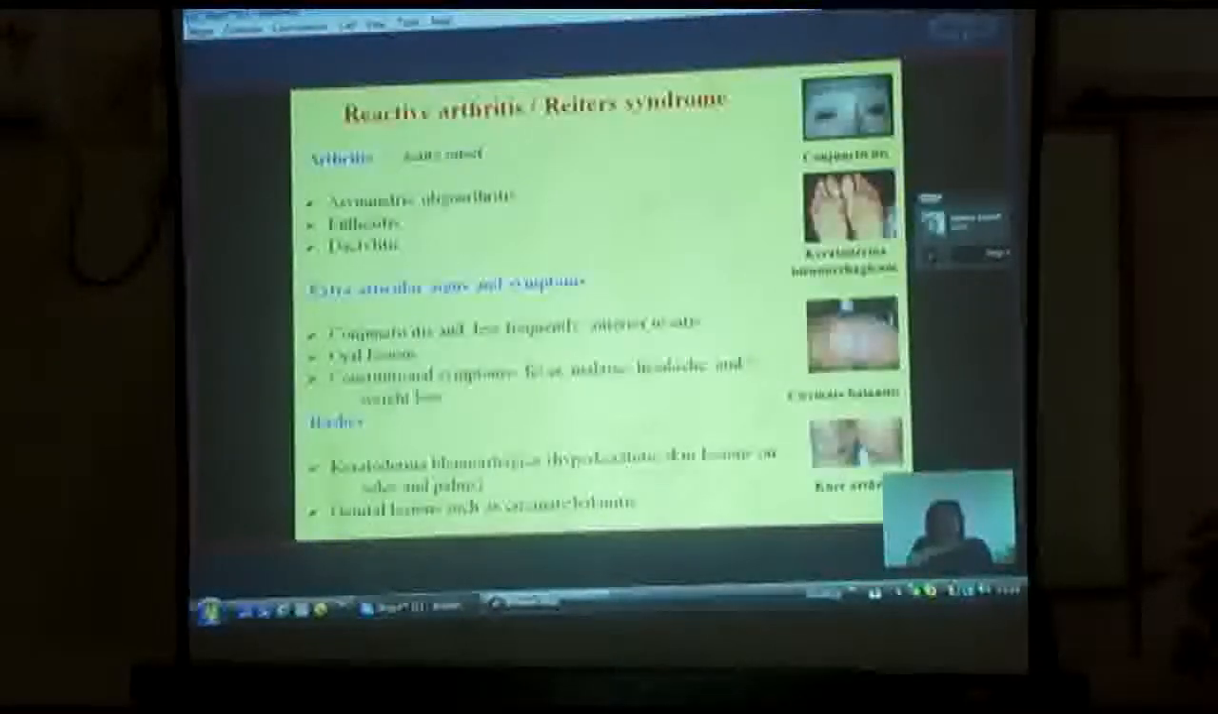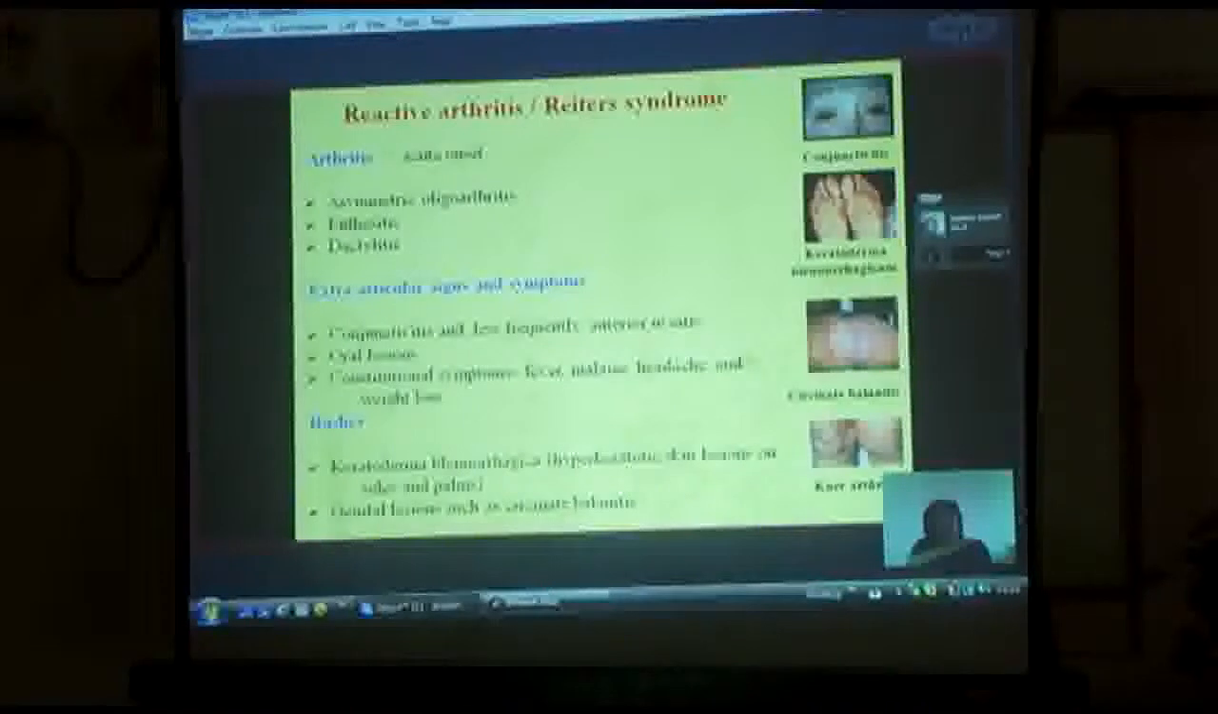Coming to reactive arthritis, we do not see the classic triad these days, which is conjunctivitis, arthritis, and urethritis. More commonly, we see reactive arthritis due to gut infection with Salmonella, Shigella, Yersinia, and Campylobacter. Yersinia reactive arthritis patients present with erythema nodosum.